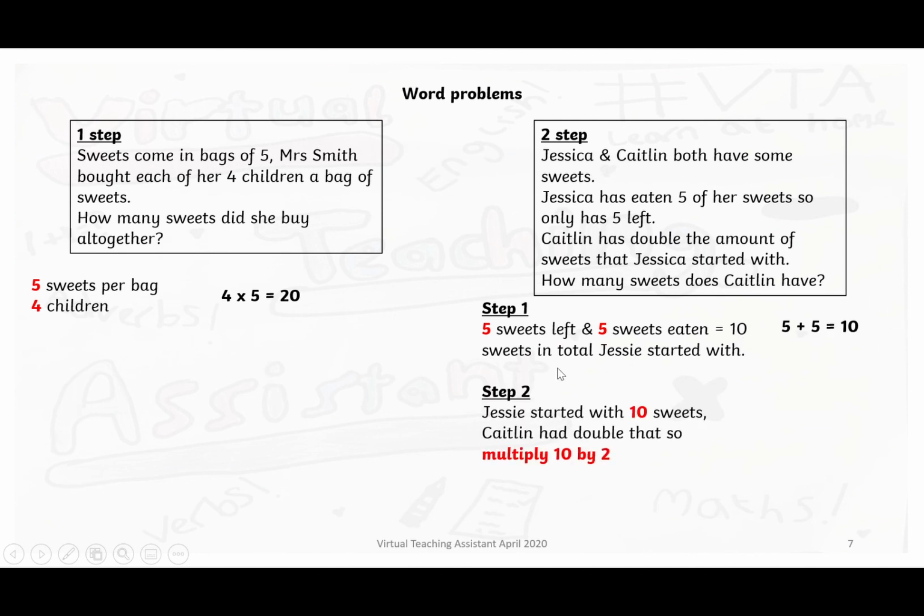Okay, now I know that Caitlin has double the amount of sweets that Jessica started with. So I know if I'm doubling something, I'm multiplying it, I'm timesing it by 2. Okay, so that's 10 times 2. So Caitlin must have started with 20 sweets.